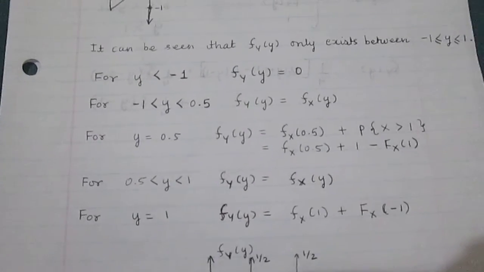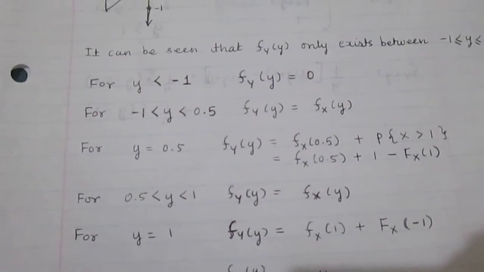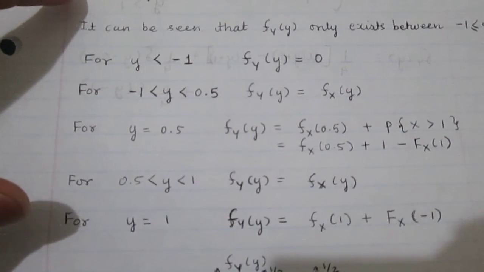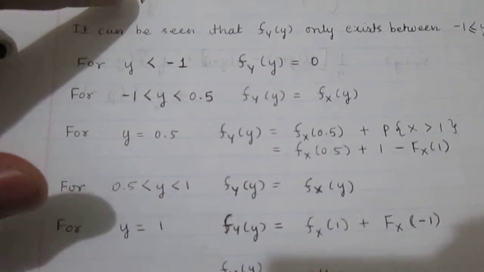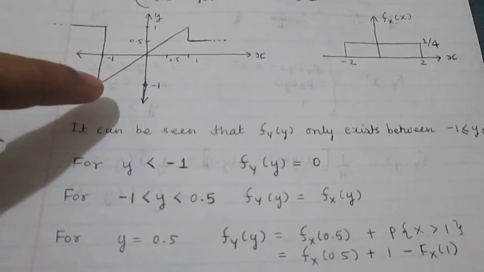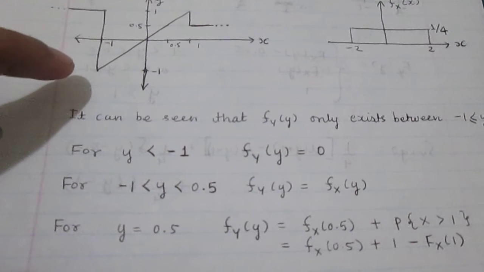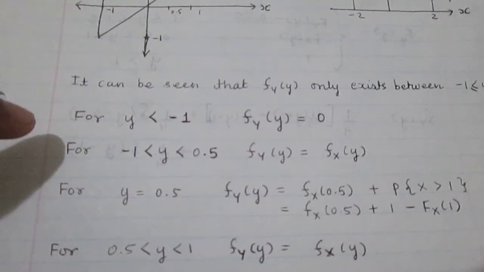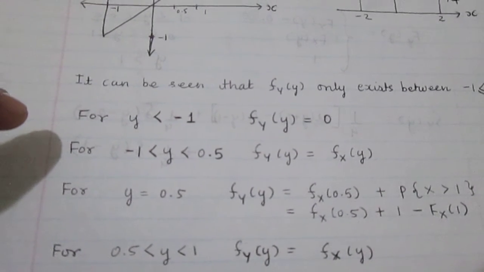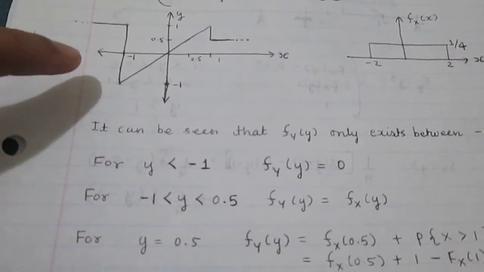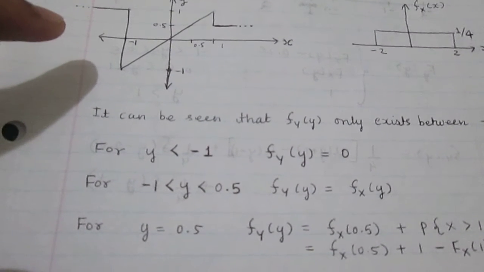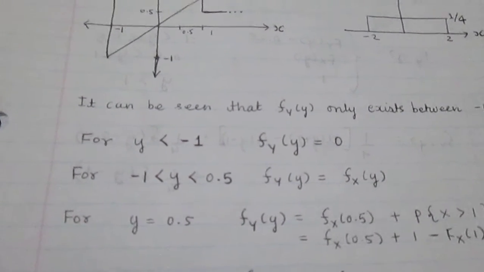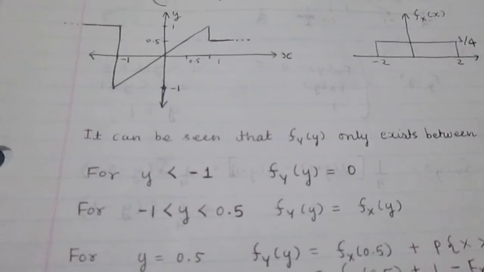So let's take a look at that one by one. Now when y is less than -1, definitely fy of y, the probability density function of y, should be 0, because we can see here that there's no value for x for y less than -1. Also, when y is between -1 and 0.5, fy of y is equal to fx of x, which we can see directly in this left graph.